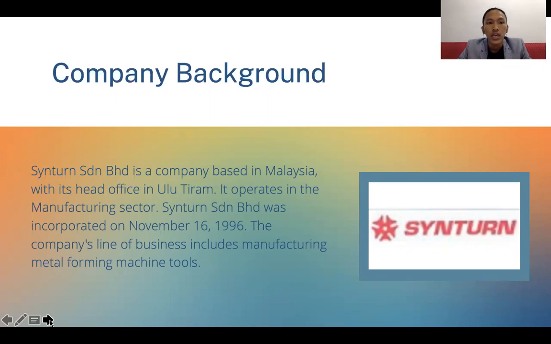Company background. Sinten Sdn Berhad is a company based in Malaysia with its head office in Ulu Tiram. It operates in the manufacturing sector. Sinten Sdn Berhad was incorporated on November 16, 1996. The company's line of business includes manufacturing metal forming machine tools.